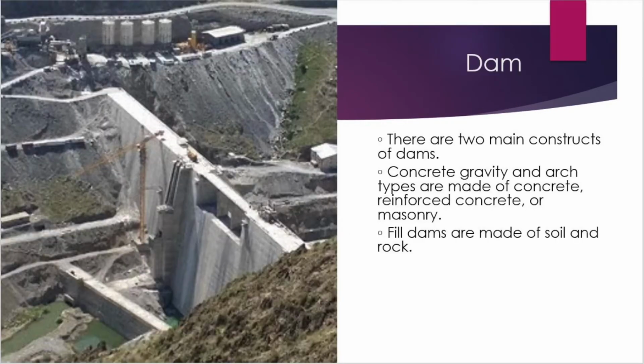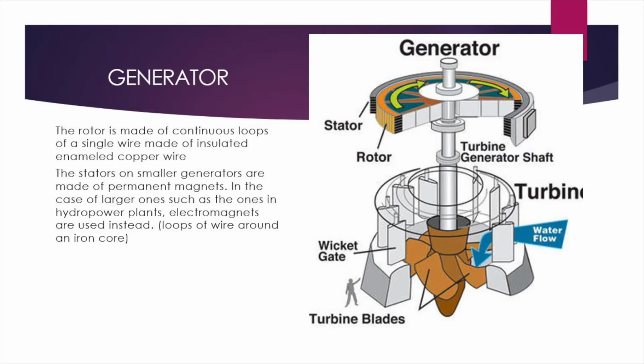There are two main constructs of dams. Concrete gravity and arch types are made of concrete, reinforced concrete, or masonry, while filled dams are made of soil and rock. Next is the generator. The rotor is made of continuous loops of a single wire made of insulated enameled copper wire. The stators on smaller generators are made of permanent magnets. In the case of larger ones such as the ones in hydropower plants, electromagnets are used instead.